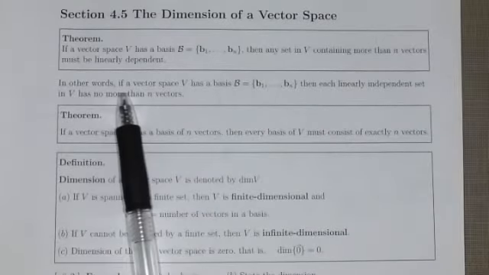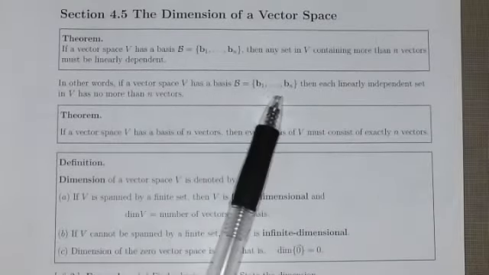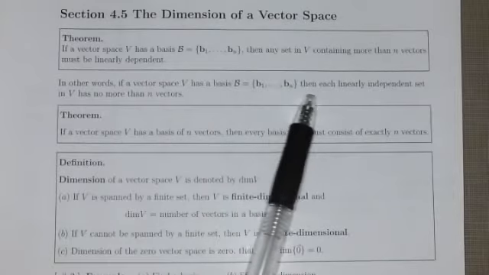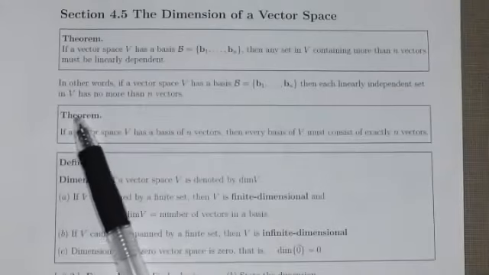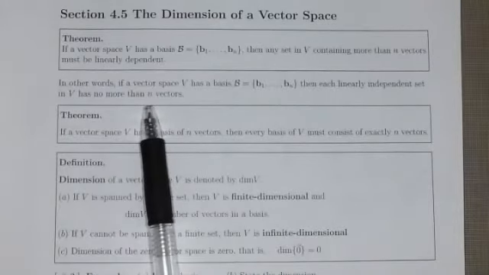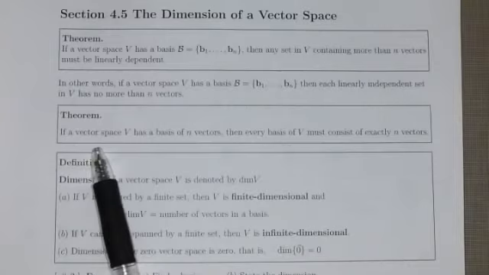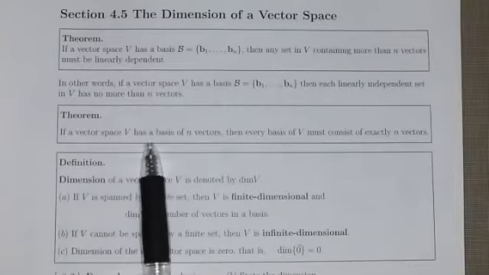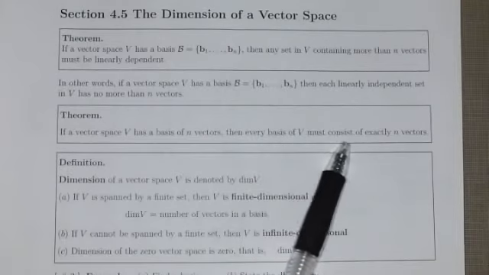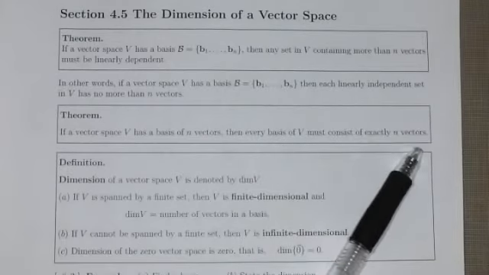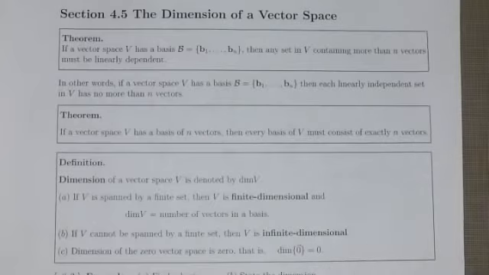In other words, if a vector space has a basis B from B1 to Bn, then each linearly independent set in V has no more than n vectors. If the vector space V has a basis of n vectors, then every basis of V must contain exactly n vectors. I think we've already discussed this.